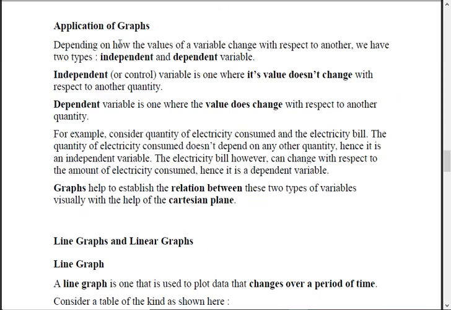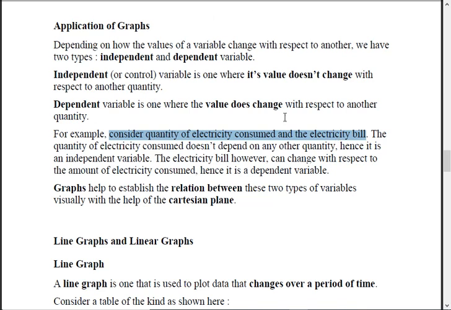Now, application of graphs. Depending on how the values of variables change with respect to one another, we have two types of graphs: independent and dependent. Independent means the independent variable is the one whose value does not change with respect to the other quantity, whereas dependent means the value does change with respect to the other quantity. See this: quantity of electricity consumed and the electricity bill, right? The electricity bill will be higher if more electricity is consumed, so these are dependent, right?